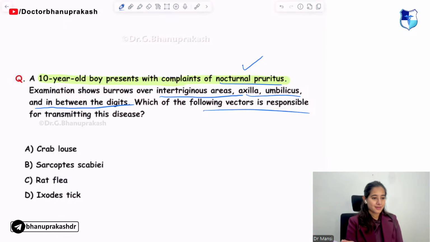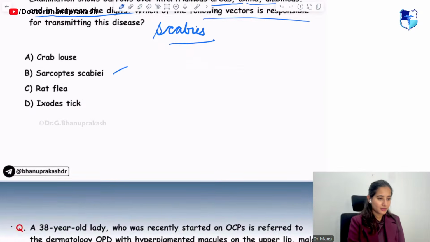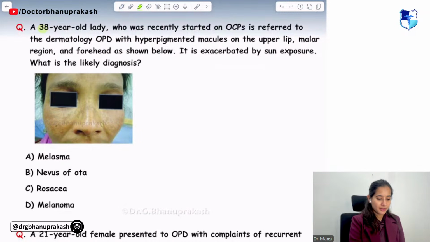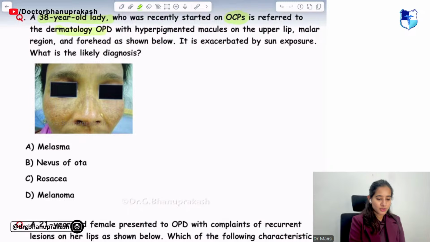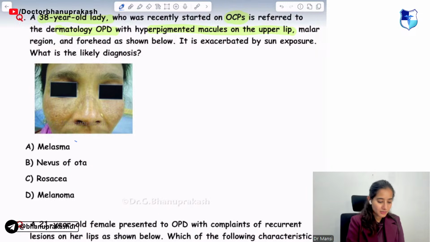Yes, it is scabies, absolutely right. We can see that it is scabies. So, scabies is caused by Sarcoptes. Then we have next a 38-year-old female, started on OCPs. She was referred to the dermatology OPD with hyperpigmented macules on the upper lip and the malar region. There could be some case of pregnancy, but otherwise it is melasma.